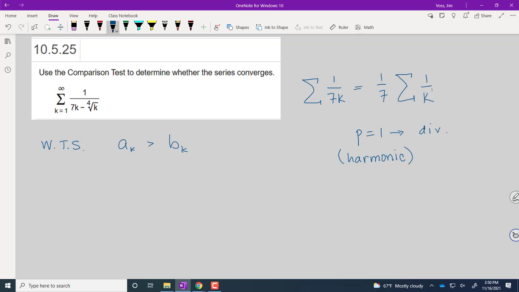So we are curious about our a sub k. We want to know, is it bigger than the b sub k? We'll go with the original b sub k, not the way I rewrote it to convince us that it diverged. So there is the b sub k.